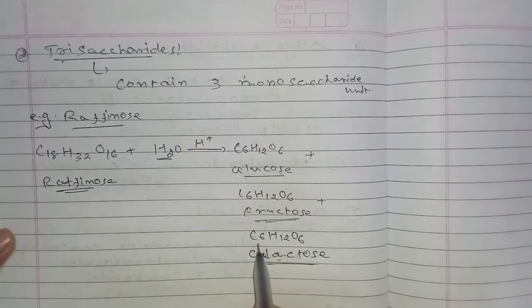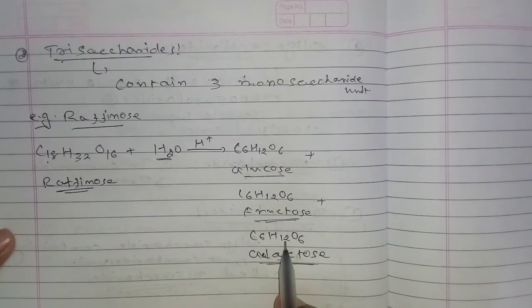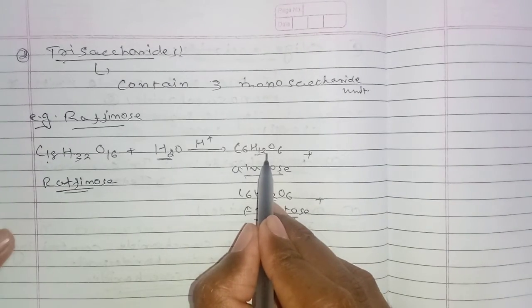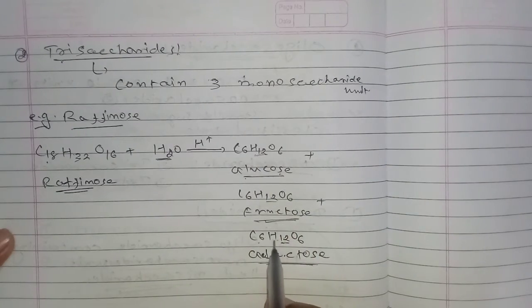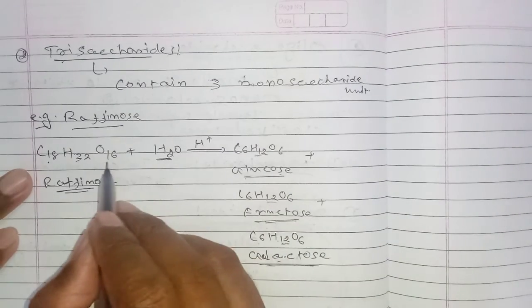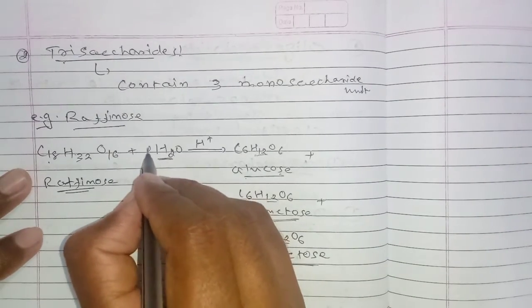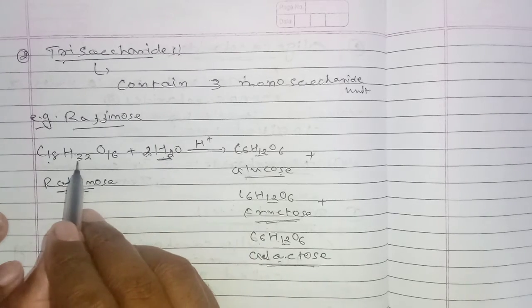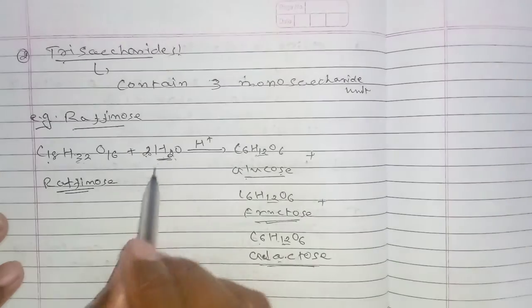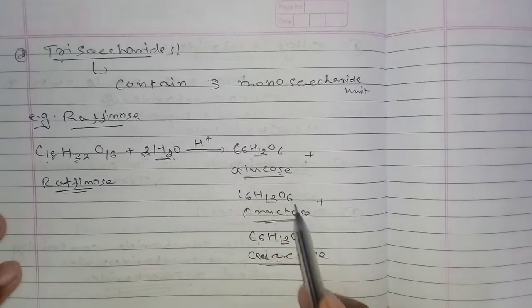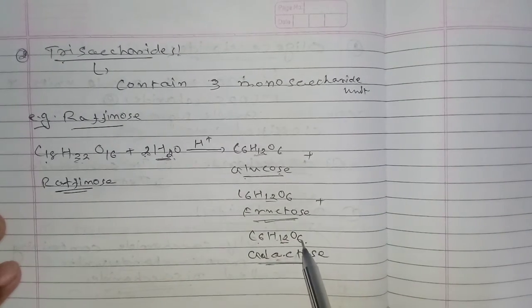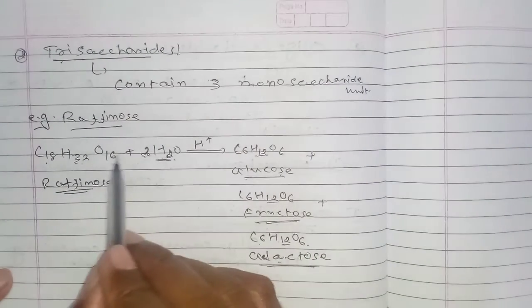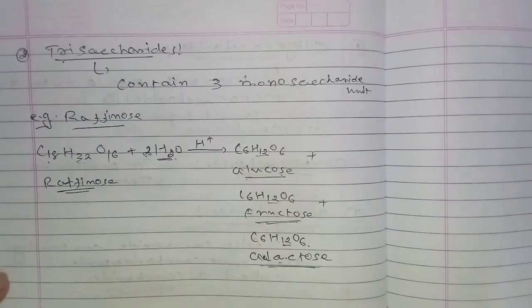6 plus 6 plus 6, 18 carbon. Here the hydrogen is 12 and 12, total 36 units. Now it is multiplied by 2, 2 multiplied by 2, 4. 32 plus 4, 36. And the oxygen, 6 plus 6 plus 6, and here 16 plus 2 is 18.